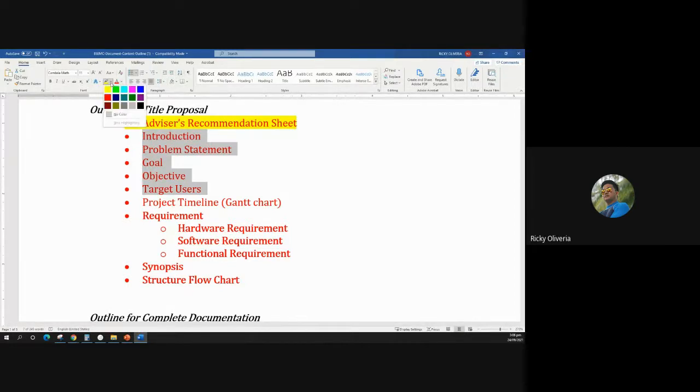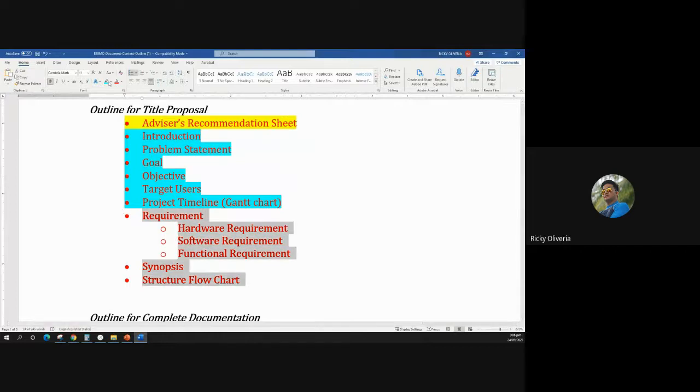Okay? Let me highlight this. And then, this one also. Yan. Kailangan na rin. And then, actually, lahat na sila kailangan. Okay? So, papakita ko sa inyo how are these being composed, no? Paano sila nakocompose? Paano sila ginagawa? So let's go first with the introduction.